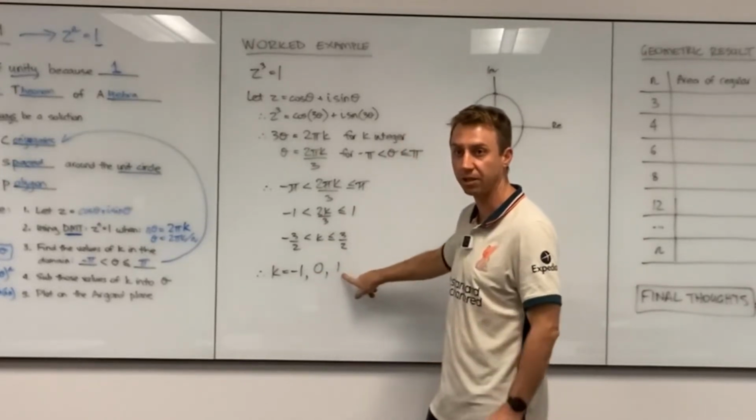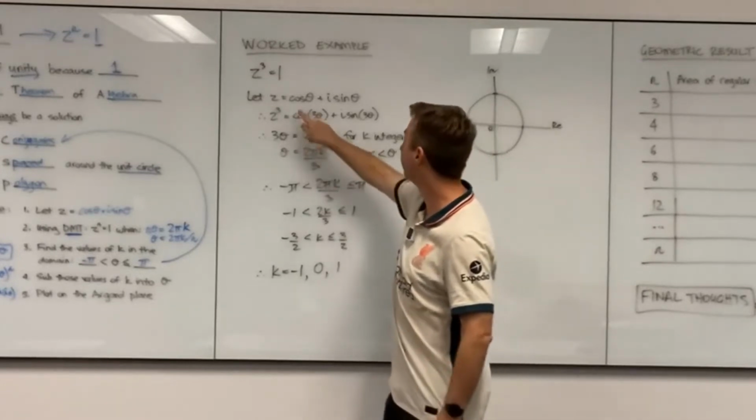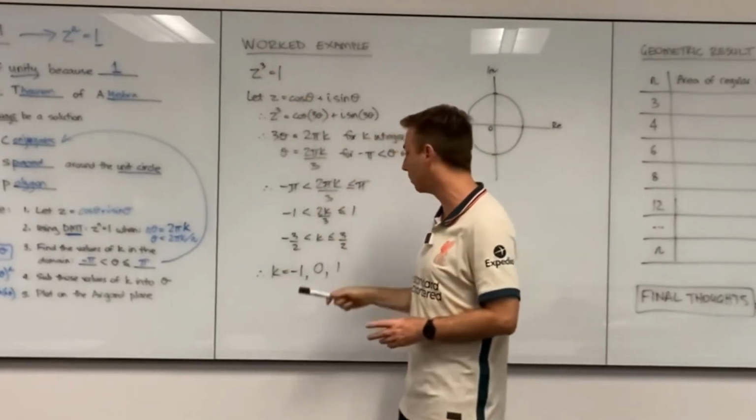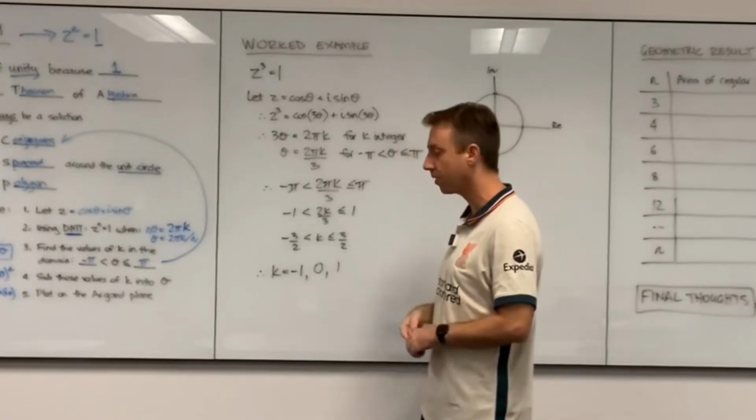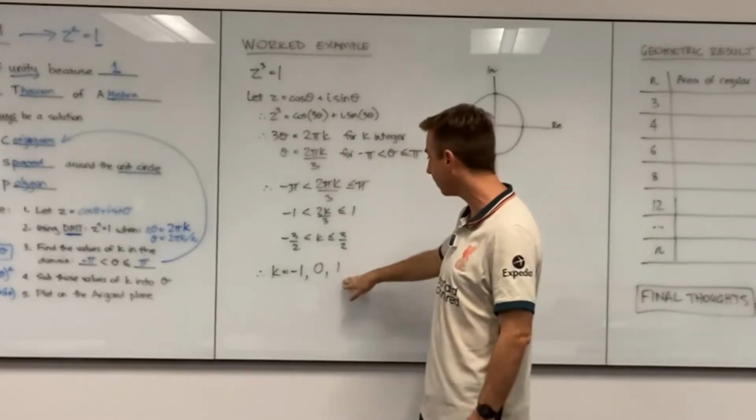How many solutions? How many values of k? 3. Perfect. So we haven't made a mistake. This is where the mistakes can happen. So that's where you're going to do that check.